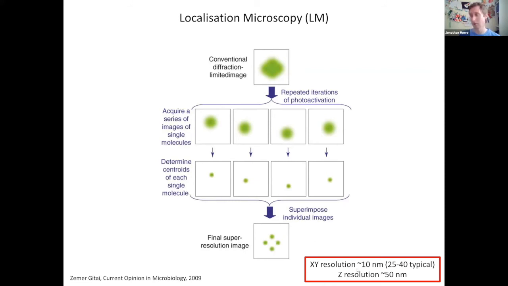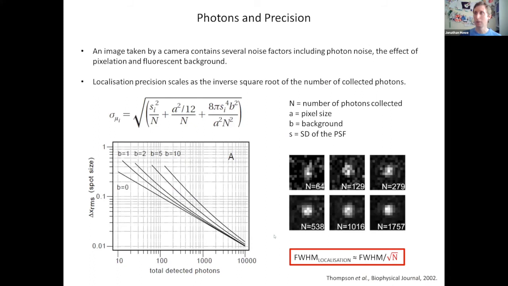In this technique, you can achieve resolutions of, say, even 10 nanometers at best, but typically 25 to 40. And the Z resolution can also be improved down to 50 nanometers. And the question is, how small can we make these blobs in the super res map that we generate? And that's defined by this equation here. This is the localization precision equation that most people follow from Thompson and Webb.